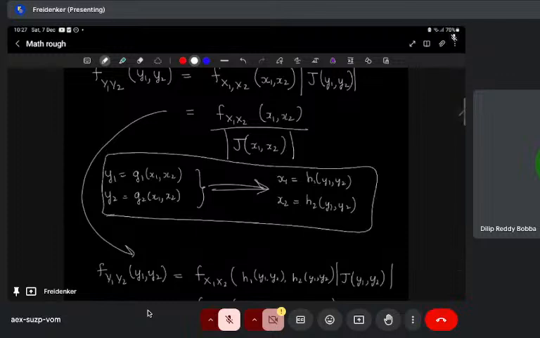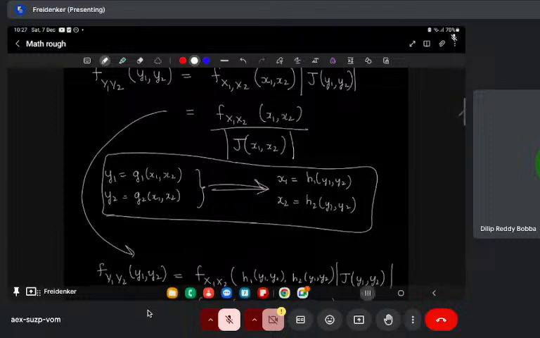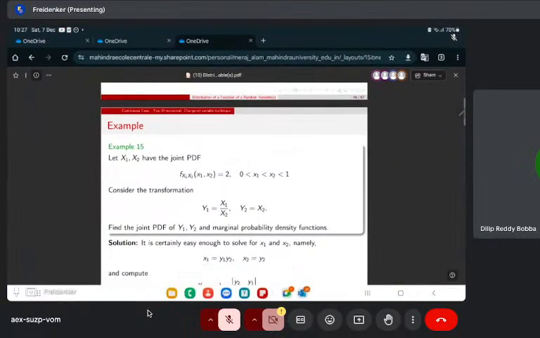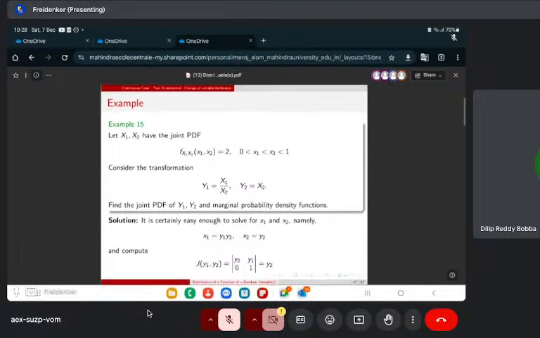So y1 and y2 are functions of x1 comma x2, and x1 and x2 are functions of y1 y2. So that is what I'm talking about. G1 G2 H1 H2. Here G1 is x1 by x2, and G2 is simply x2. Here H1 is y1 into y2, and H2 is simply y2. So what is this person trying to do? Okay, this person wants to compute this one, Jacobian y1 comma y2.